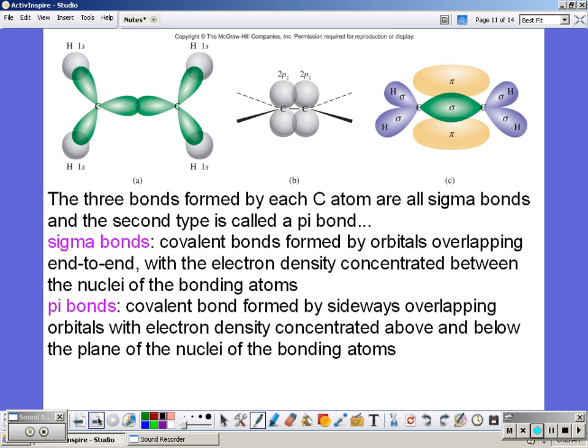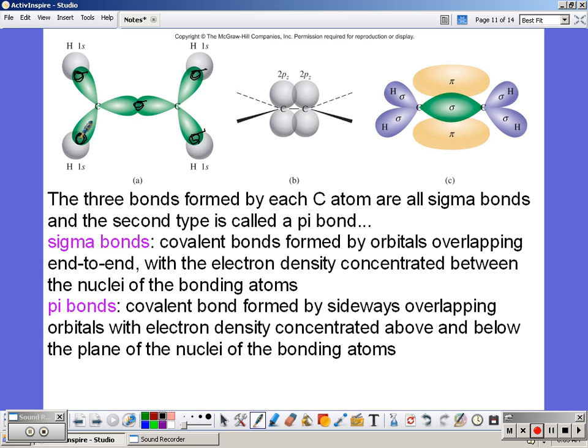So in our picture, in letter A, we're seeing just the sigma bonds. They're overlapping bonds, so they are all sigma. Now, the symbol for sigma is like an O with a little swoosh at the top.